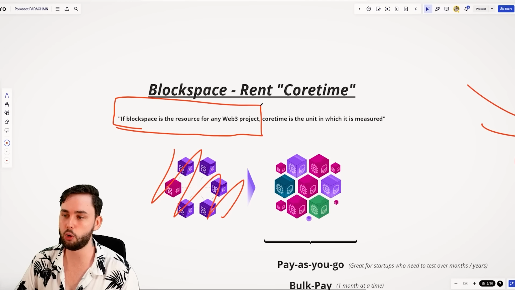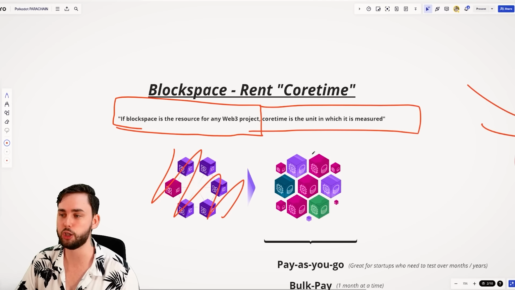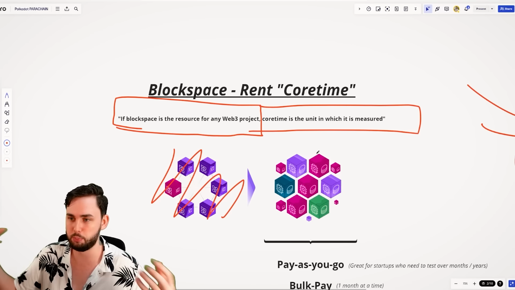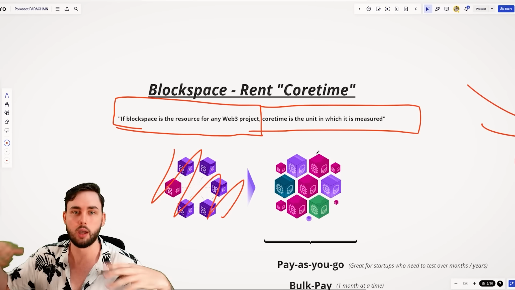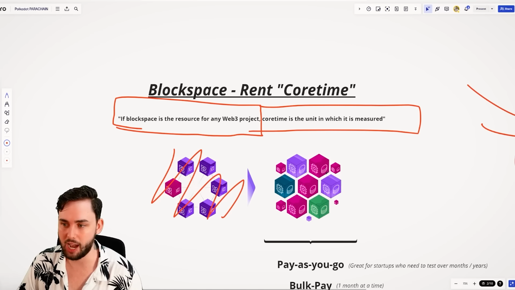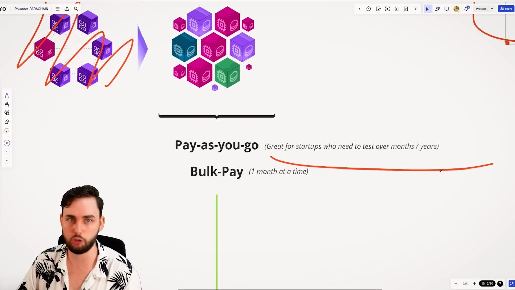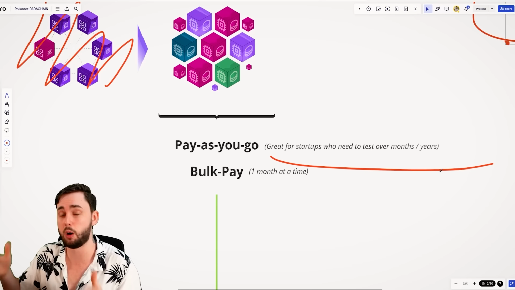Core time is what they say here as the unit in which it's measured. So you're renting out that core time, okay? You're pulling into the Web3 core, as it were, for the Web3 cloud that is Polkadot. So again, pay as you go. It's great for startups. You can pretty much bulk pay for a maximum of 1 month at a discount, or as little as a week.